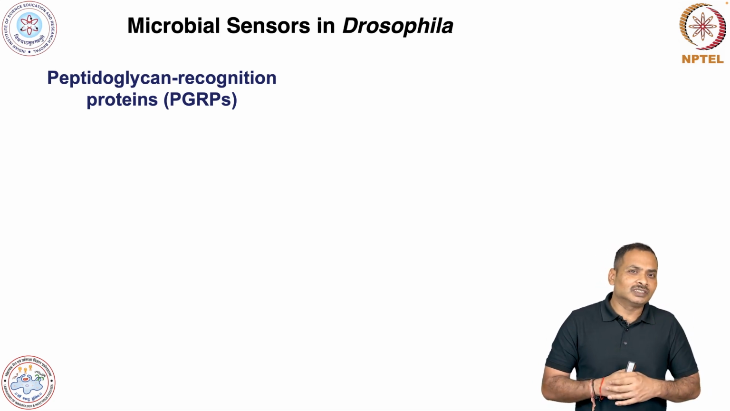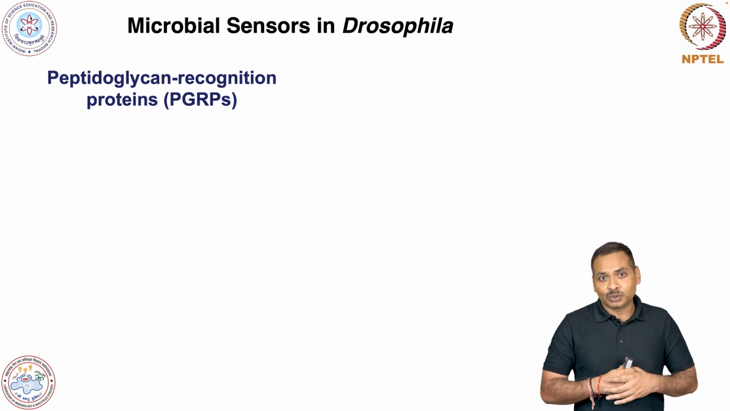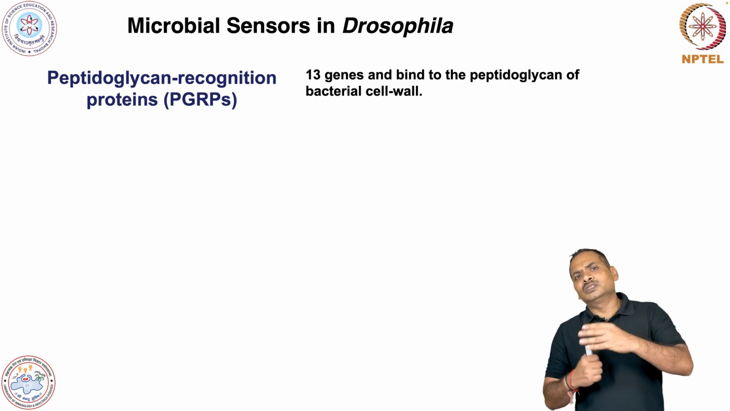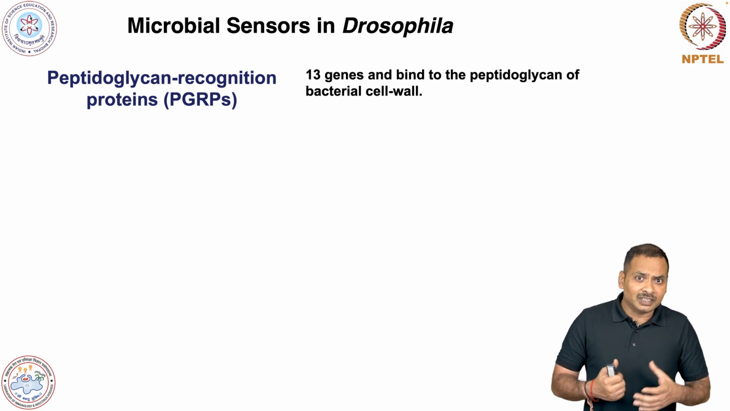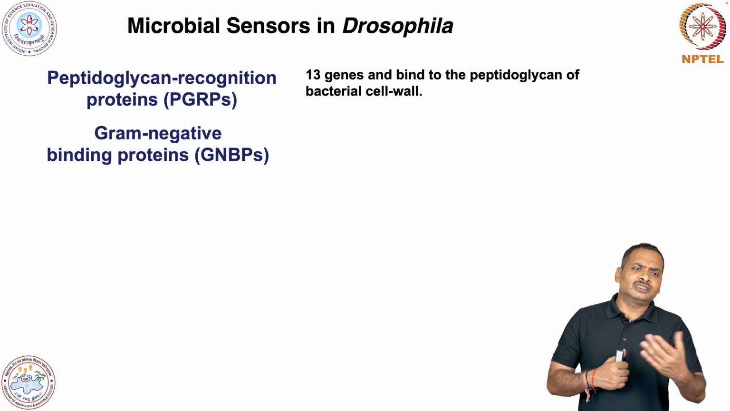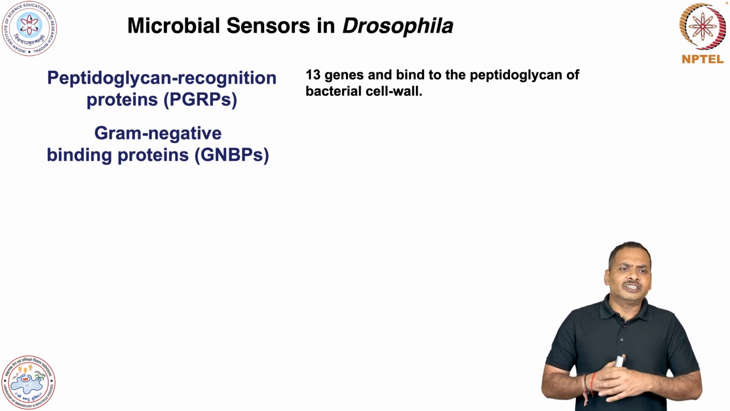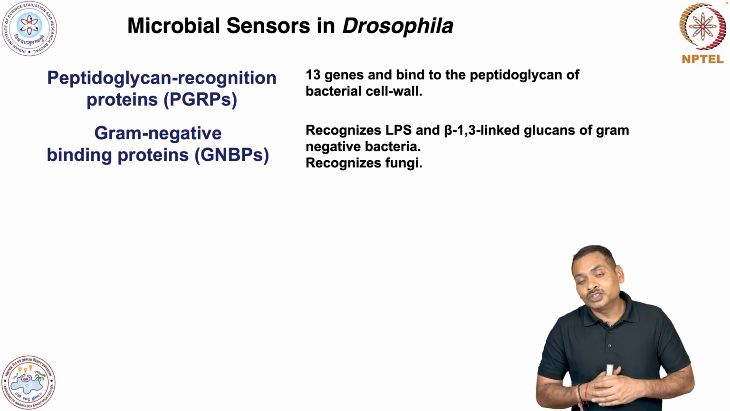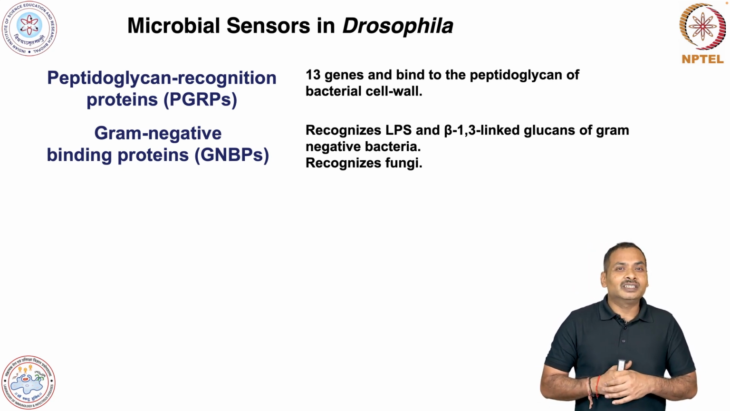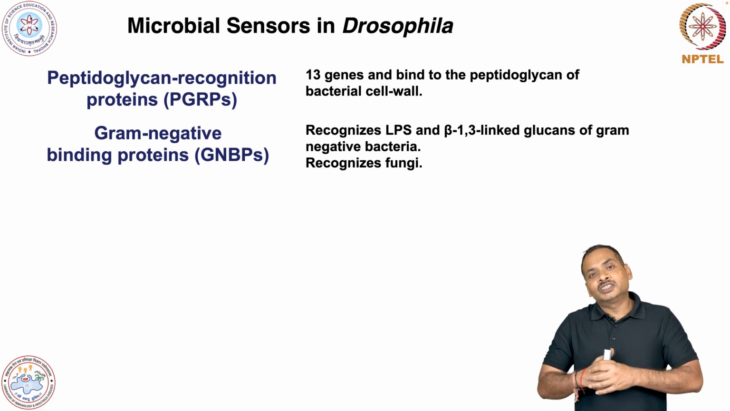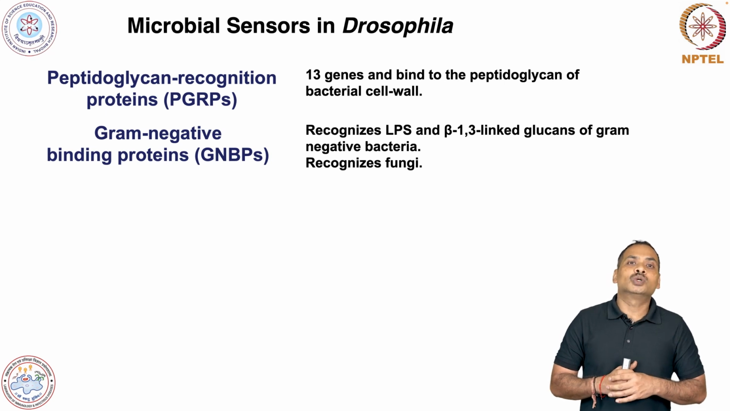The two major classes of sensors are peptidoglycan recognition proteins, okay, and it consists of 13 members, and basically it binds with the peptidoglycan of the bacterial cell wall. There is another group of sensors which we call gram negative binding proteins, GNBPs, and basically they recognize LPS, which is a signature molecule of gram negative bacteria, and they also recognize a fungi-originated molecule, that is beta 1,3 linked glucans, okay.